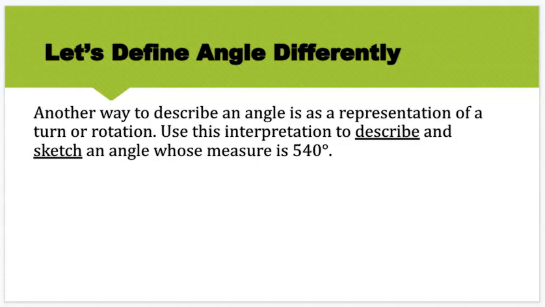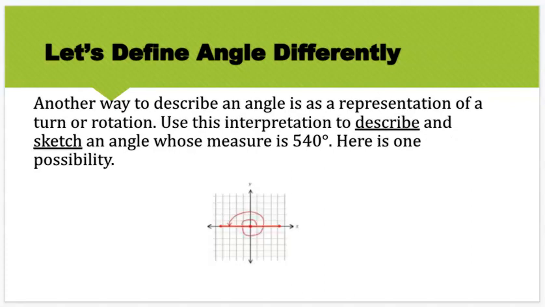Use this interpretation to describe and sketch an angle whose measure is 540 degrees. Think about that for a couple minutes. What would that look like? Did you draw something like this? This is one possibility. Where would we get 540 degrees from this picture?